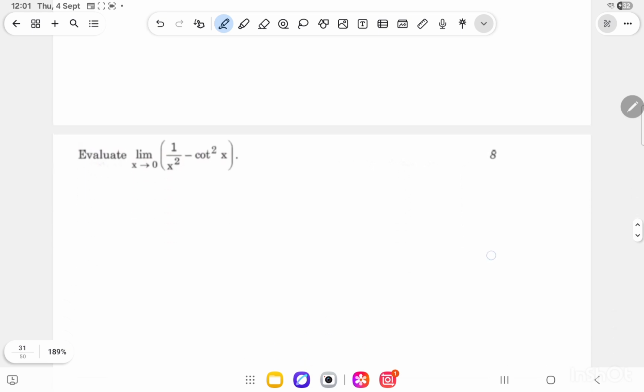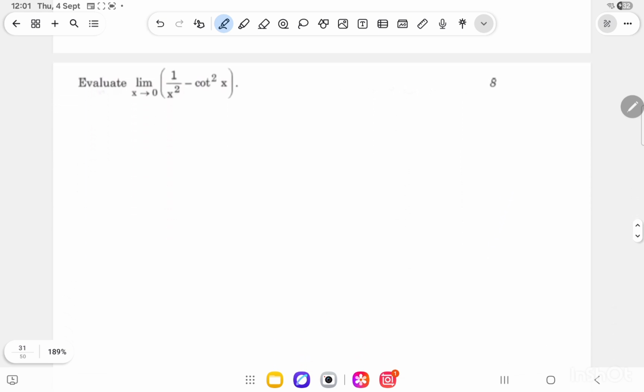Let's move on to the next question. The next question asks us to evaluate this limit. We are supposed to find the limit as x approaches 0 of 1 upon x squared minus cot squared x. So this is an infinity minus infinity form. If I put 0 here, 1 upon x squared will be infinity, and cot 0 is also infinity.